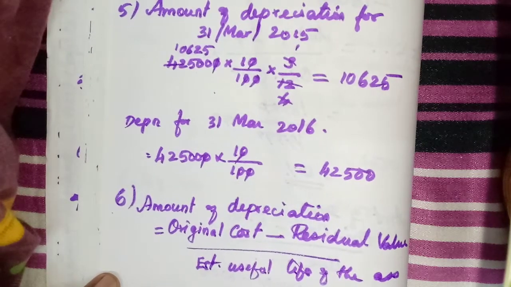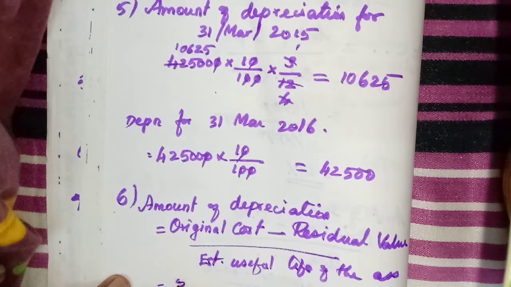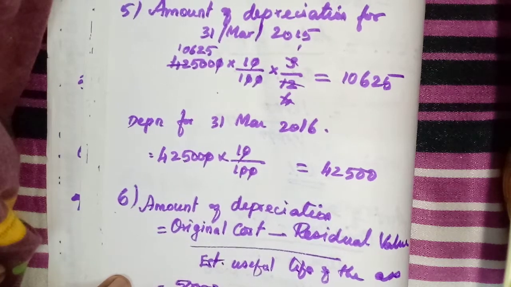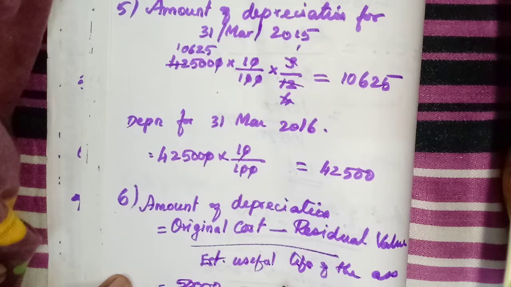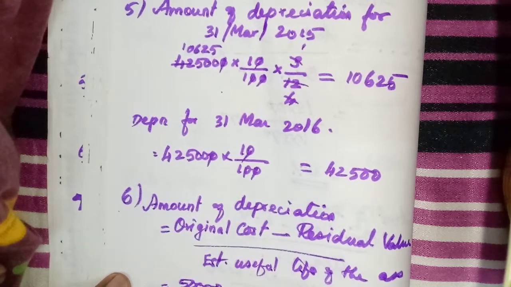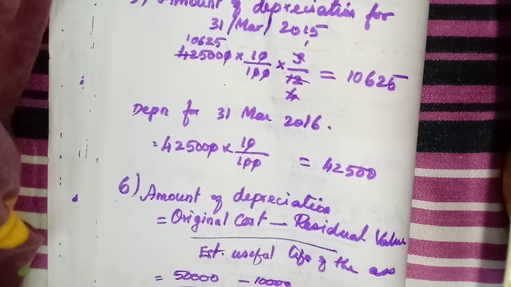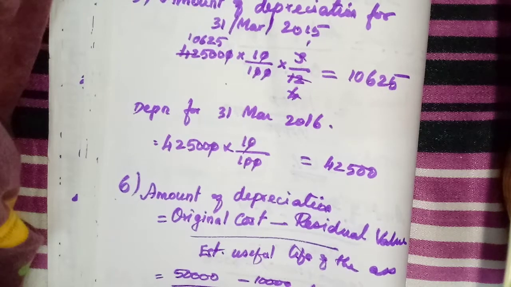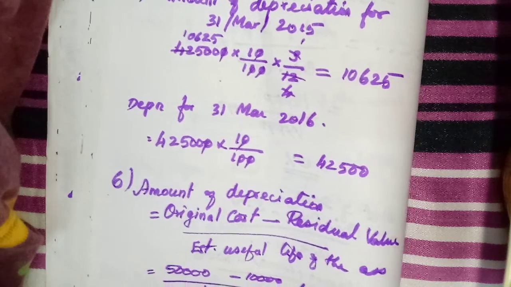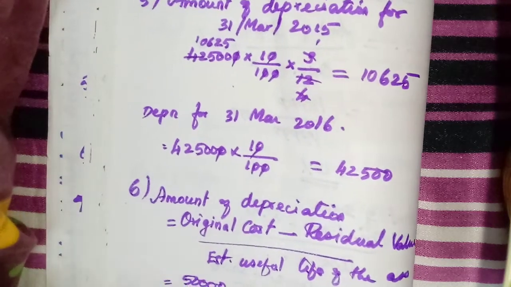Here original cost is given as 50,000, isn't it? Residual value 10,000, divided by useful life of the asset, 10 years. So 50 minus 10, 40,000, divided by 10. So 4,000.